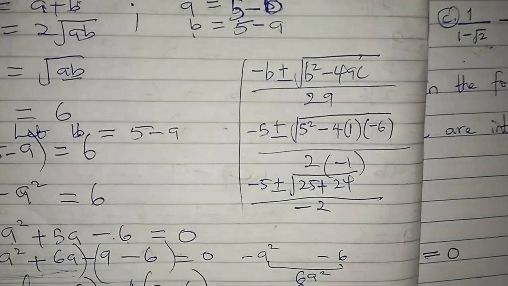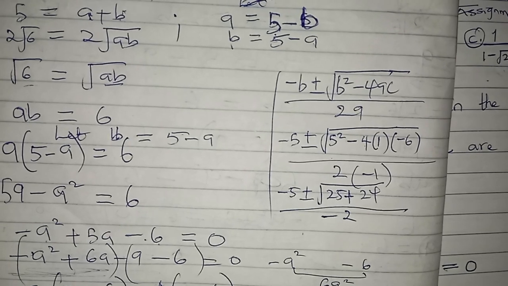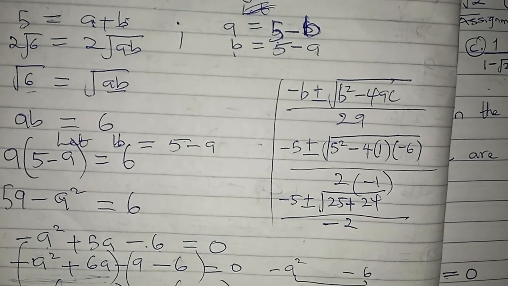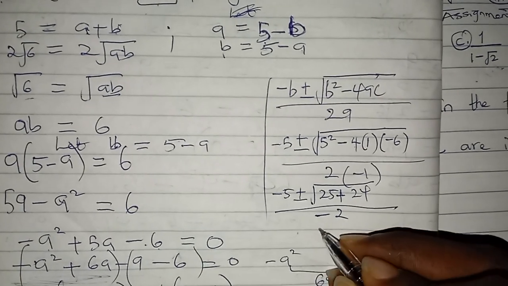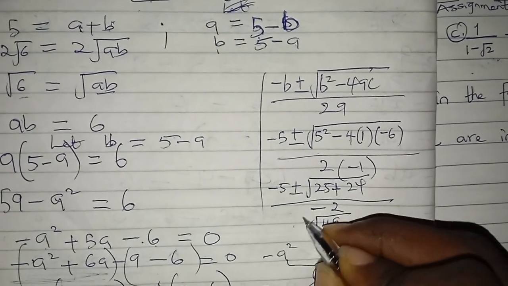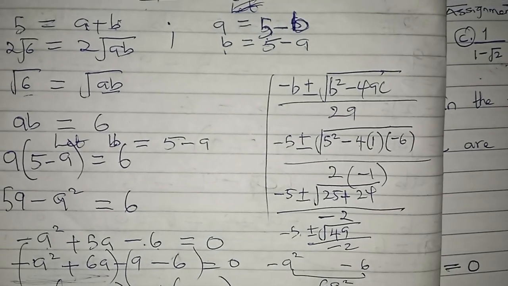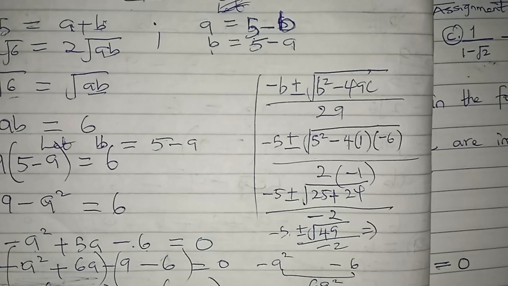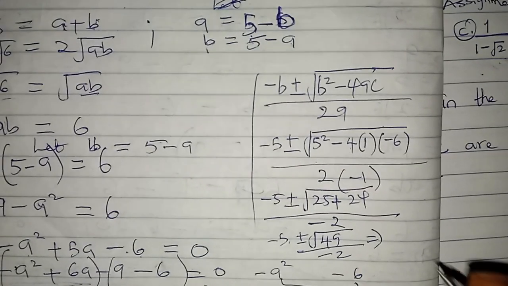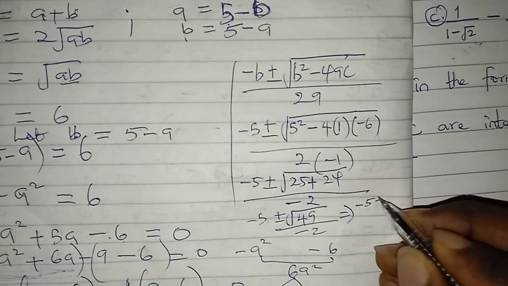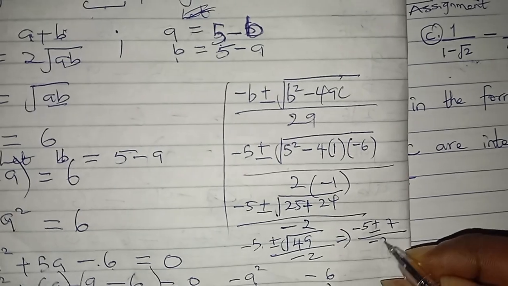This should give me 49. Should be 25 plus 24, 49. So I have roots 49, which is 7. I have minus 5 plus or minus 7 all over minus 2.